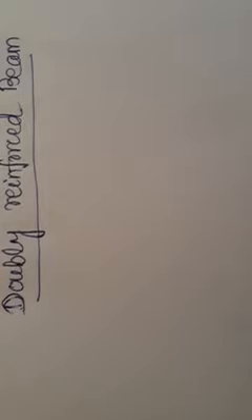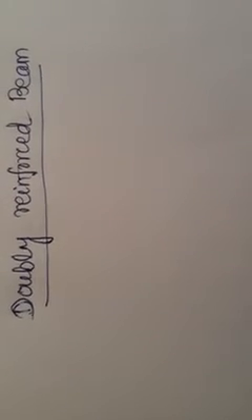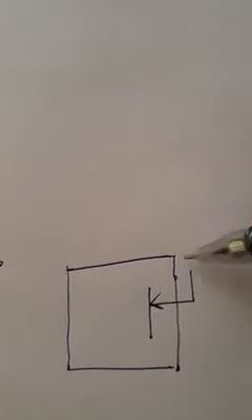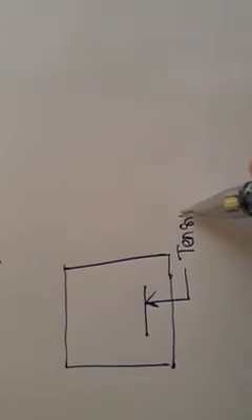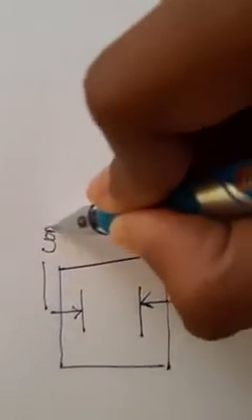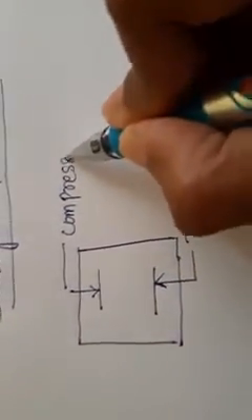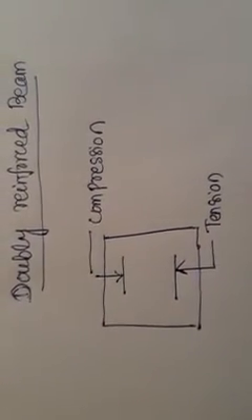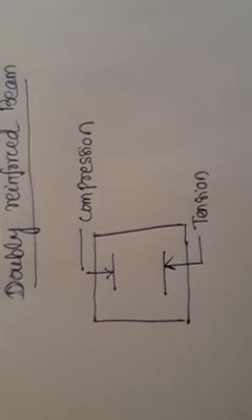So first let us discuss what is a doubly reinforced section. When steel reinforcement is provided both in tension as well as in compression zone, then that type of section is known as doubly reinforced section.